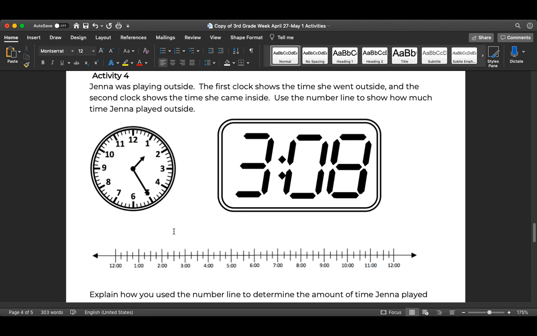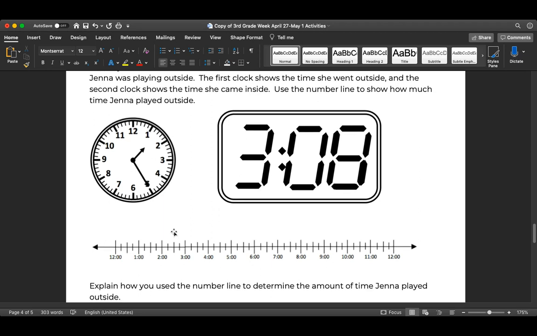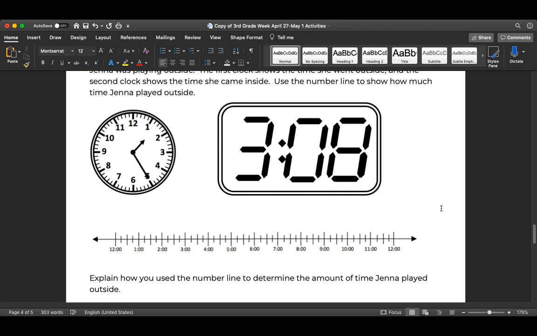And then at the bottom it says, explain how you use the number line to determine the amount of time Jenna played outside. Now, I'm going to actually work through this whole problem with you today. So if you watched the video, then you get a bonus of doing this whole problem with me, because this is something we haven't done completely together. So I'm just going to walk you through it. And then I'm going to let you write the answer where it says, explain how you used the number line to determine the amount of time Jenna played outside. I'm going to let you write the explanation of what we have done.